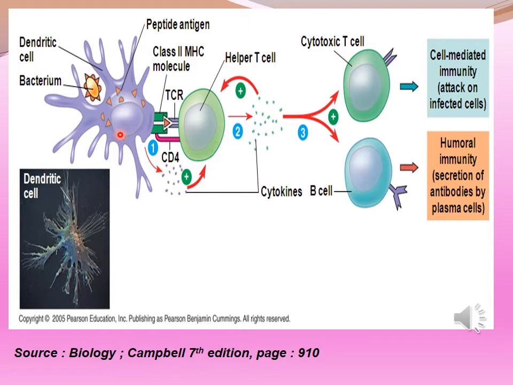Helper T cells or TH cells interact with the antigen fragments displayed by class II MHC molecules on the surface of antigen-presenting cell. Activated TH cells secrete chemicals or cytokines that stimulate other lymphocytes. In the cell-mediated immune response, activated cytotoxic T cells trigger destruction of infected cells.